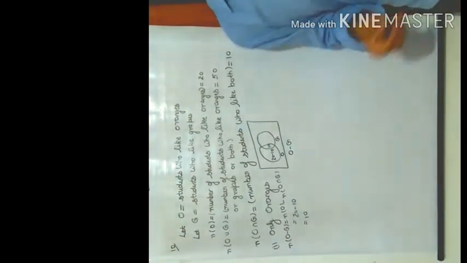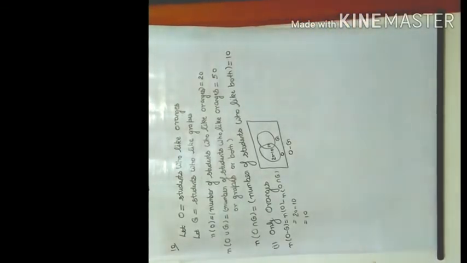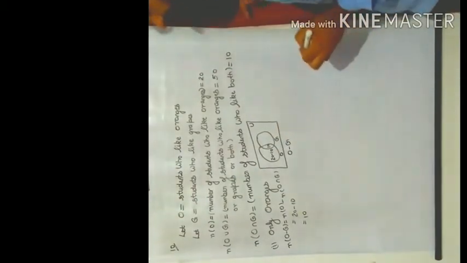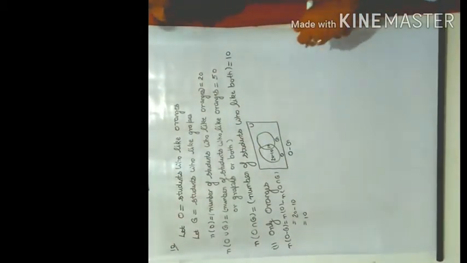What are we showing? That only we have shown. No extra data is required here. And you must also mention the universal set here. Only oranges is done now.